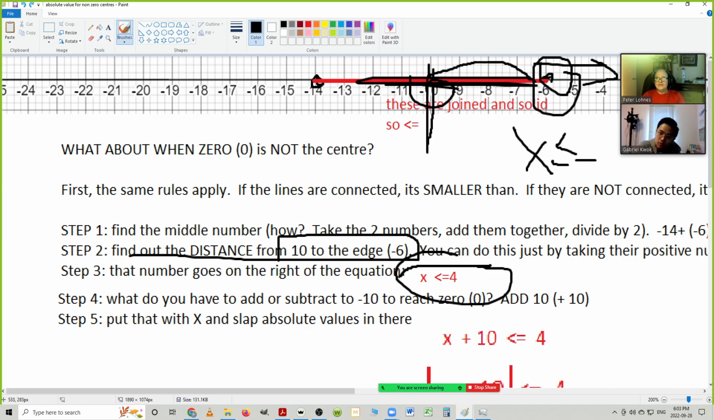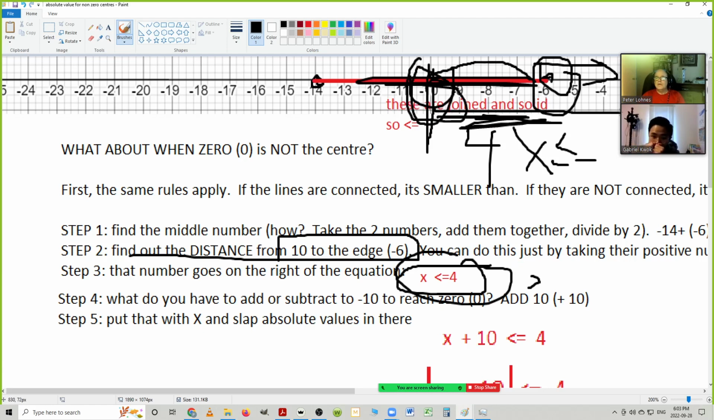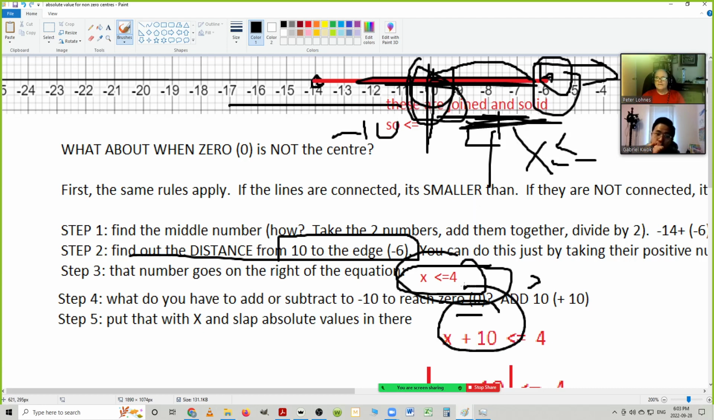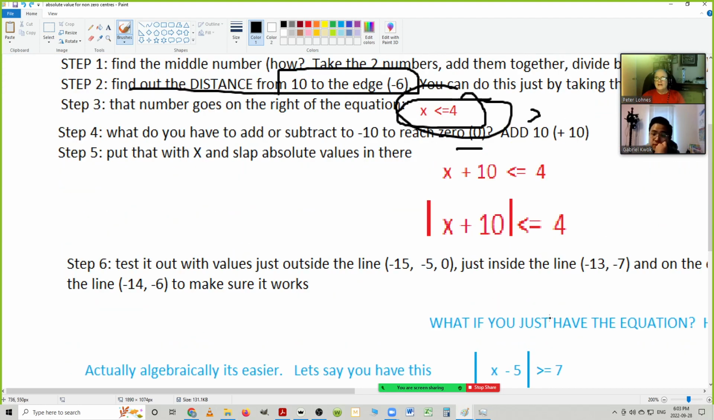So the first step is find how much distance there is after you find the middle value. There's 4. Make it x is smaller than or bigger than, depends which way the lines are. The next step is find the distance between your middle point and 0. If you have to add 10 to get to 0, it becomes x plus 10. If you had to subtract 10 to get to 0, it would be x minus 10. Good enough? Yeah, good enough. Great. And the last step, slap an absolute value on it.